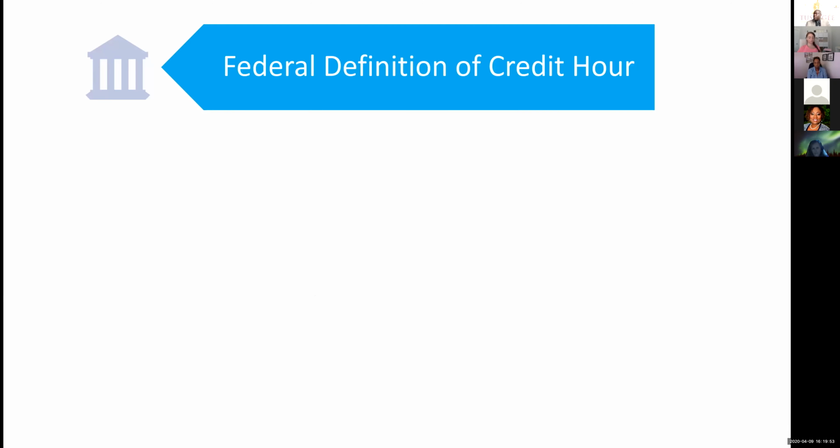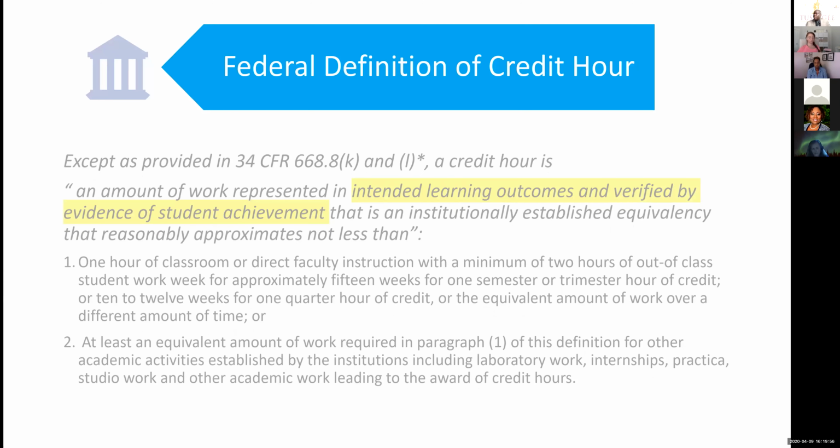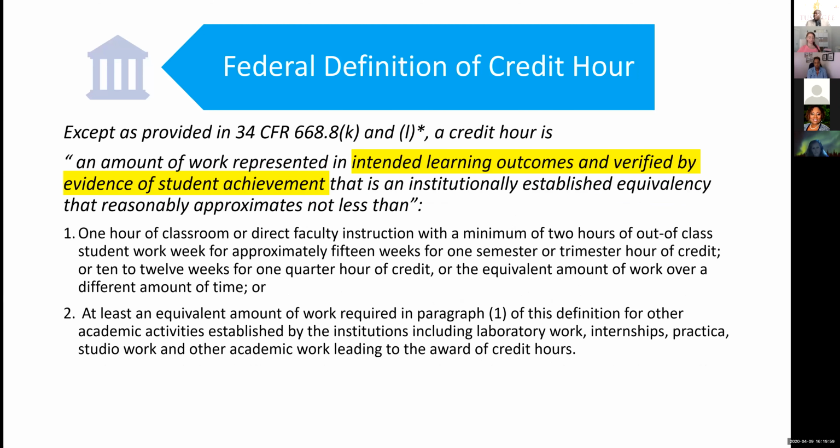So the federal definition of the credit hour is as follows. An amount of work represented in intended learning outcomes and verified by evidence of achievement. That is an institutionally established equivalency that reasonably approximates, but is not less than, 1 hour of classroom instruction with a minimum of 2 hours of out-of-class student work per week for approximately 15 weeks.